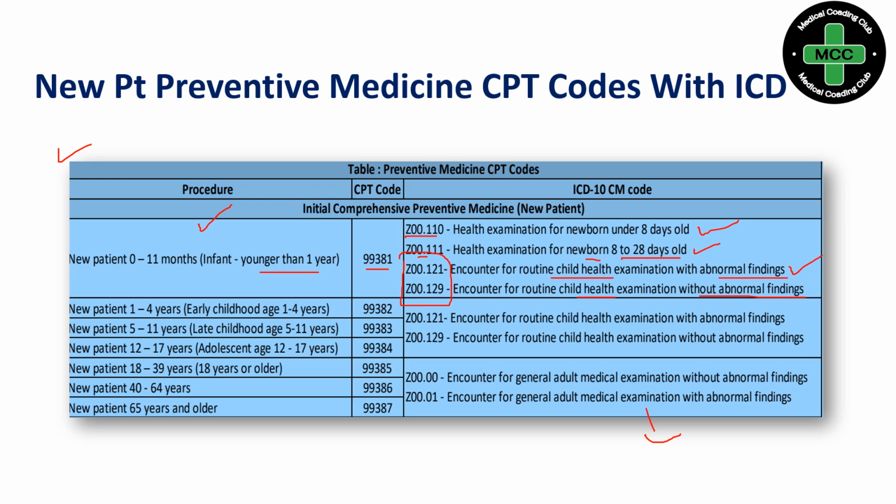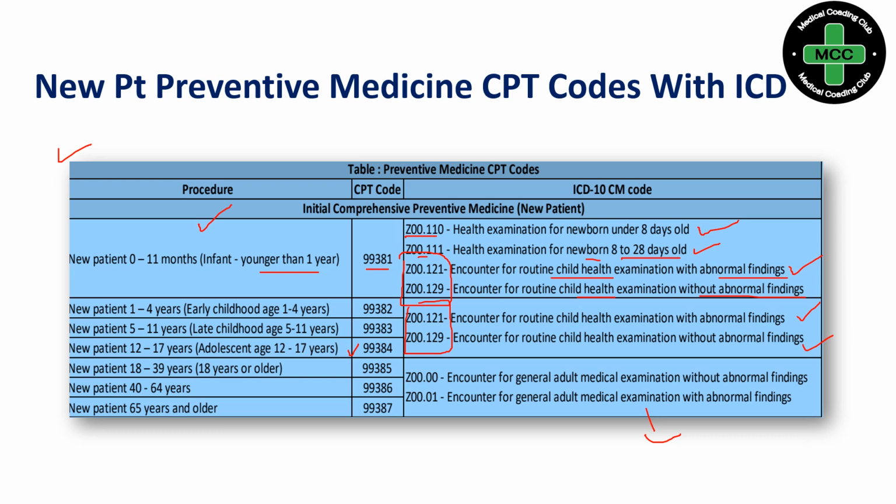And the same other two codes apply up to 17 years. Up to 17 years you can utilize the same Z codes. You have to check whether abnormal findings are there or not. Accordingly you can bill the ICD.